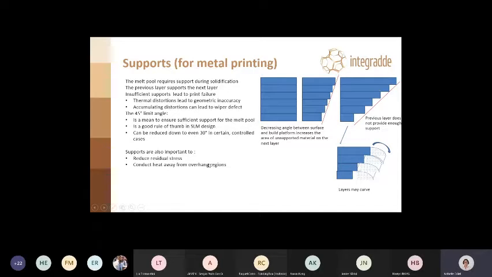Another important point to keep in mind for supports is that they are also used to reduce residual stress due to the heat during printing, and they can also conduct heat away from overhang regions.